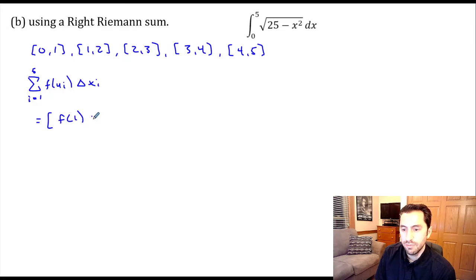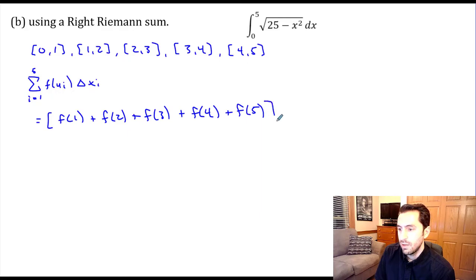We have f of 1, f of 2, plus f of 3, plus f of 4, and finally plus f of 5. And each of these would be multiplied by delta x, which is just 1. So let's see what we end up with in this case. So 25 minus 1, we have the square root of 24. Some of these are repeats from our left Riemann sum, so it saves us a little bit of work.